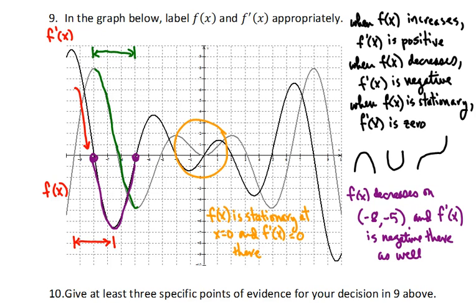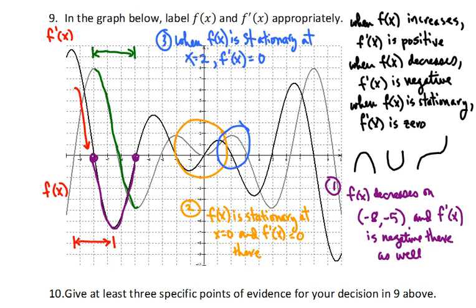Now another point is that at x equals 0, f of x, the light function, is stationary there, and the derivative is 0 there. The darker function definitely doesn't have a 0 derivative there, and yet the lighter function is 0. Then when x equals 2, f of x is stationary there, and the derivative is 0. That's another point of evidence as well.